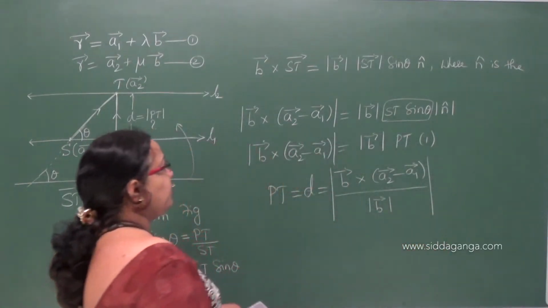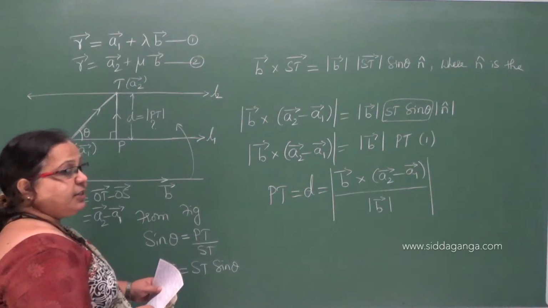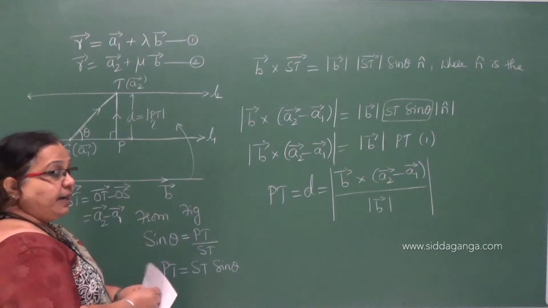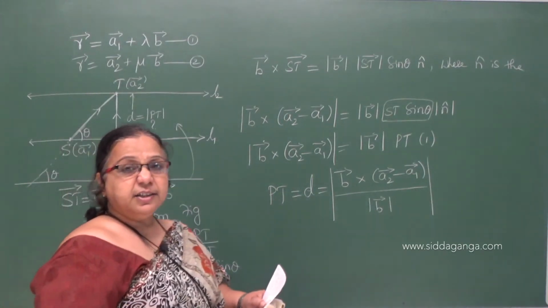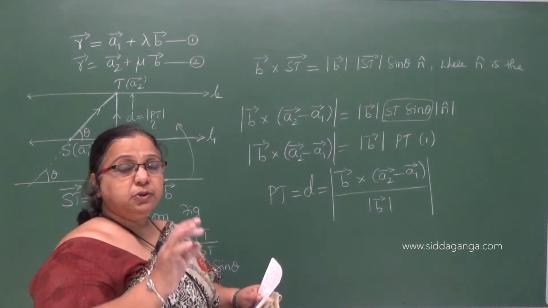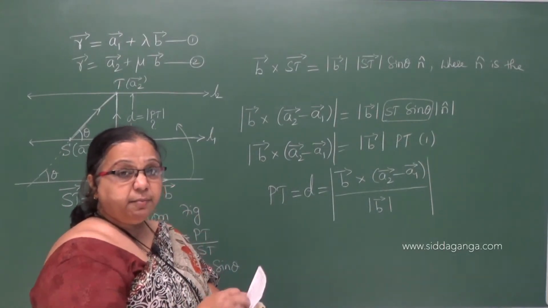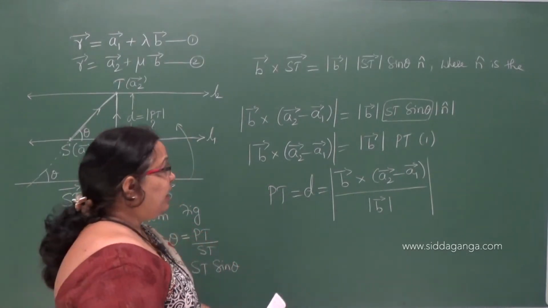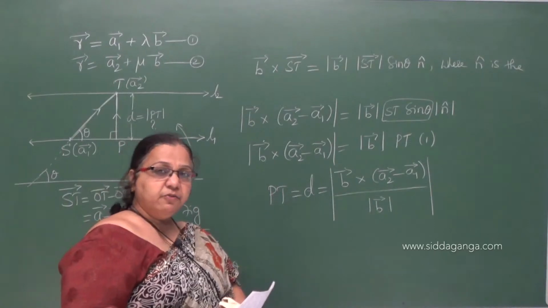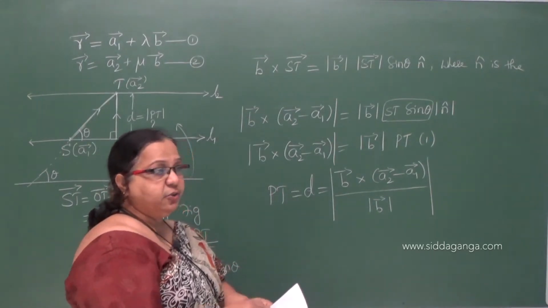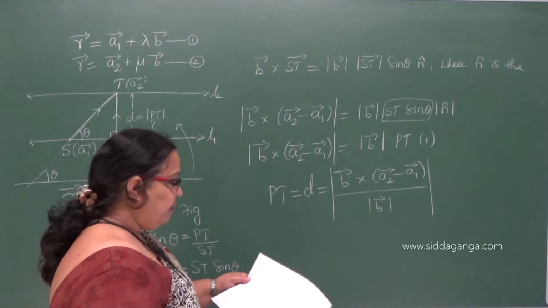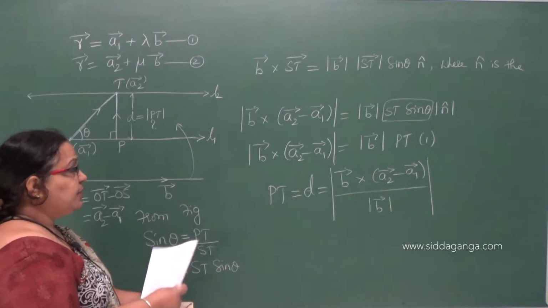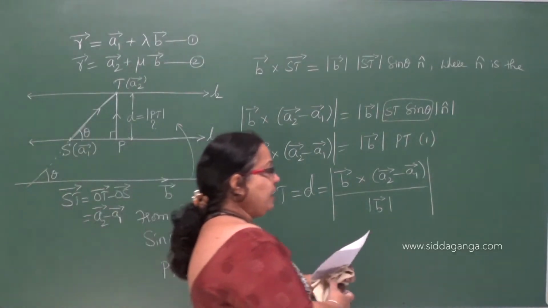So now this gives the distance between the two parallel lines. In the last class, for the distance between two skew lines, we defined cos theta and wrote it. Here we define sin theta and write it. So that is the distance between the two parallel lines.